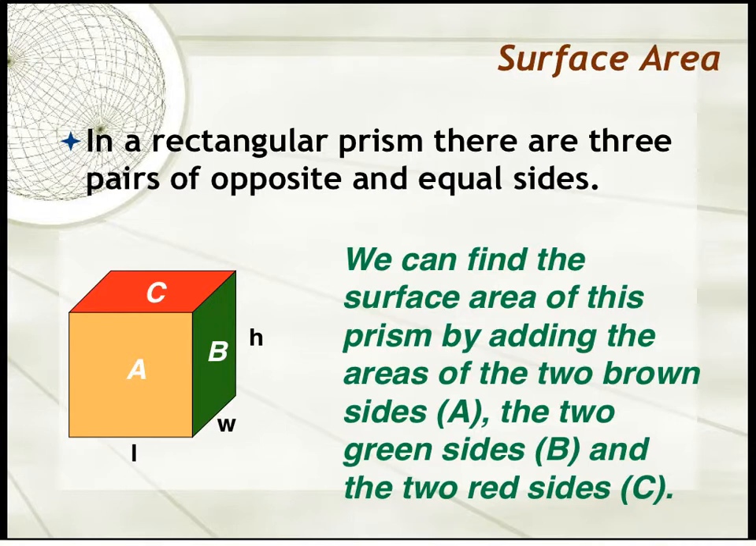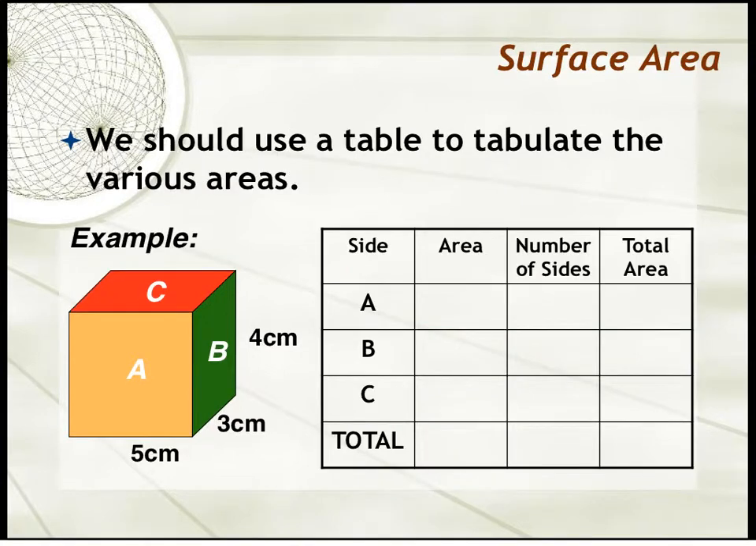So to make this a little bit easier to see, in a rectangular prism there are three pairs of opposite and equal sides. So we can find the surface area by adding the areas of the two brown ones, which are A, the area of the green sides, which are B, and the two red sides, which are C. As we put numbers to these, we can see that we have 4, 3, and 5, 5 being this part of it, 3 being here, and 4 being here.